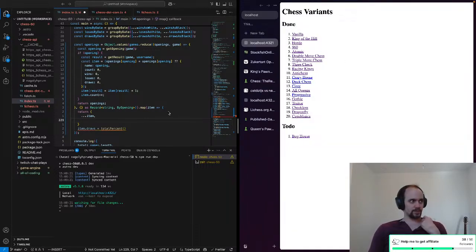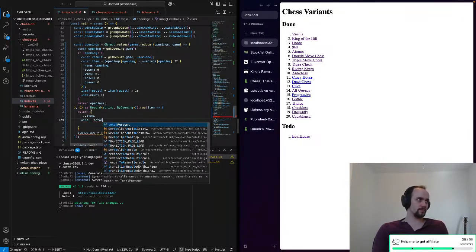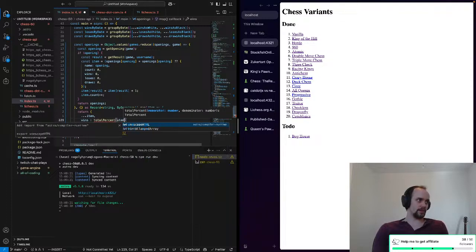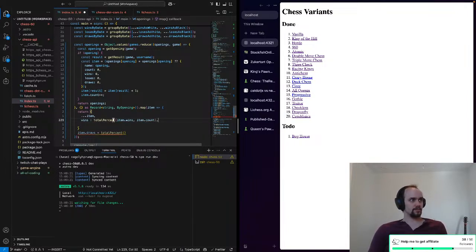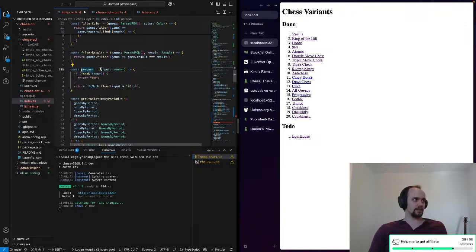Total percent will take a numerator, which would be like item.wins, and a denominator, which would be item.count. And it would basically store that numerator as the total and then generate a percent. Percent takes the input, which is the division, a fraction between 0 and 1. If it's not a number, we just say 0%, otherwise we floor it and put the percent after it.